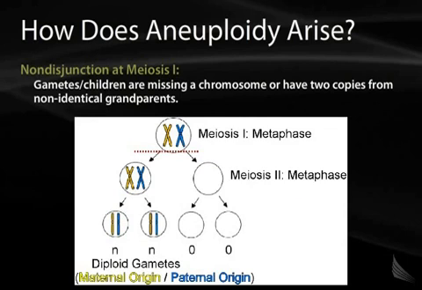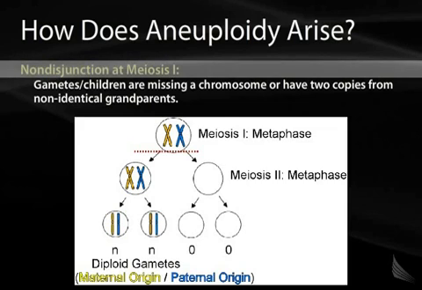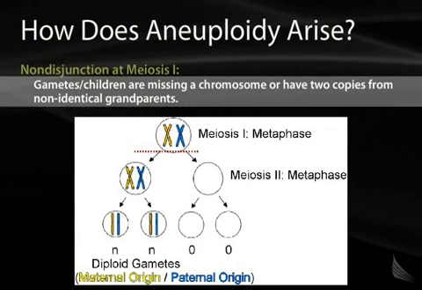So where do we get aneuploidy? Two different parts. We can get it at meiosis 1 or meiosis 2. If we look at non-disjunction at meiosis 1, that means that the homologous chromosomes don't separate, right? Non-disjunction. So gametes or children are missing a chromosome or have two copies from non-identical grandparents. What does that mean? Look at the diagram. So during meiosis 1, we get failure of those homologous chromosomes to separate. So on one side, we get both homologous chromosomes, and on the other side, we don't get any chromosomes, or empty cells, right?